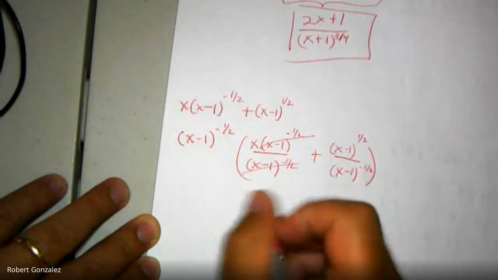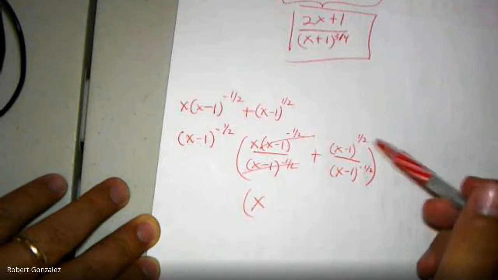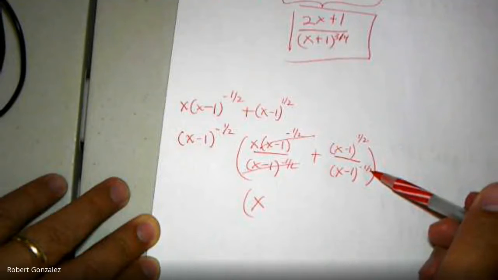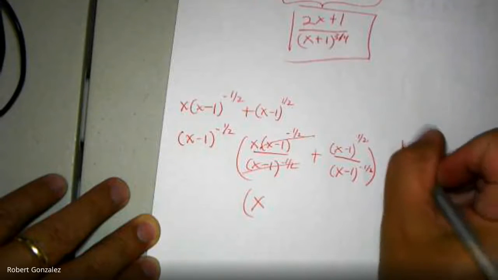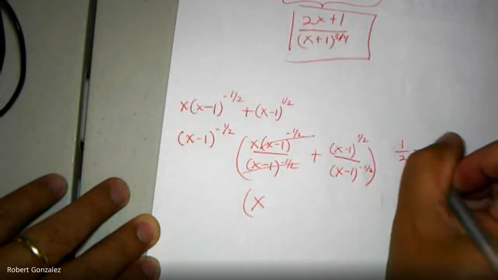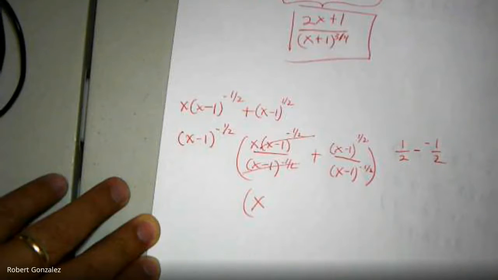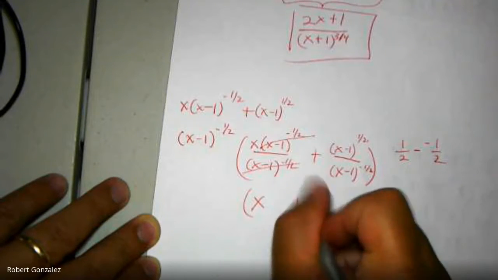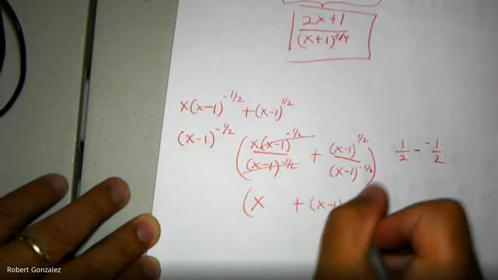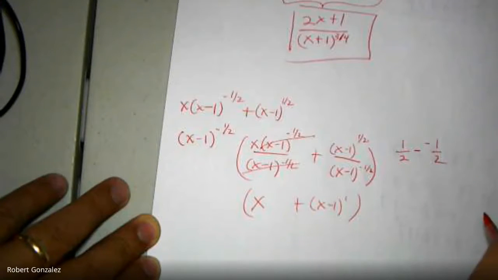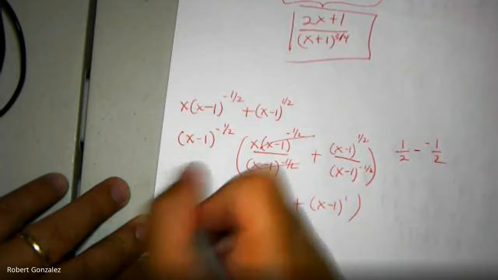Cancel, and that leaves me with x. What's 1/2 take away negative 1/2? I see a possible 0. Let's try it like we did earlier. 1/2 take away negative 1/2. I see a 1. That's right. It's always going to become 0, 1, or 2, basically.